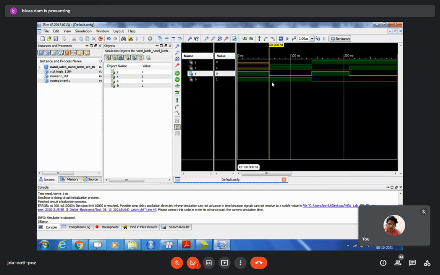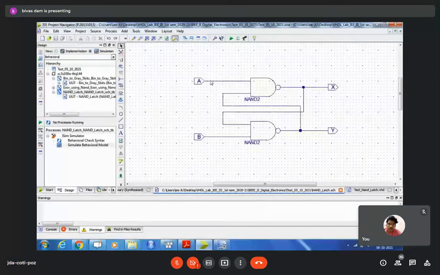Now, after that, at the 60th nanosecond, A has made a transition to logic 0 state and B has made a transition to logic 1 state. So A is 0, B is 1. X is initially unknown, Y is also initially unknown. So this Y is unknown here. This is some unknown value.